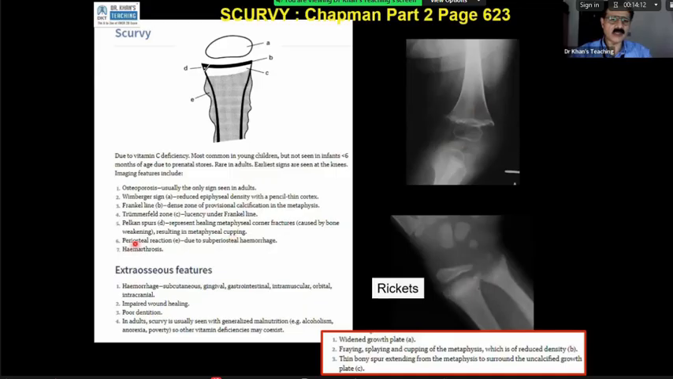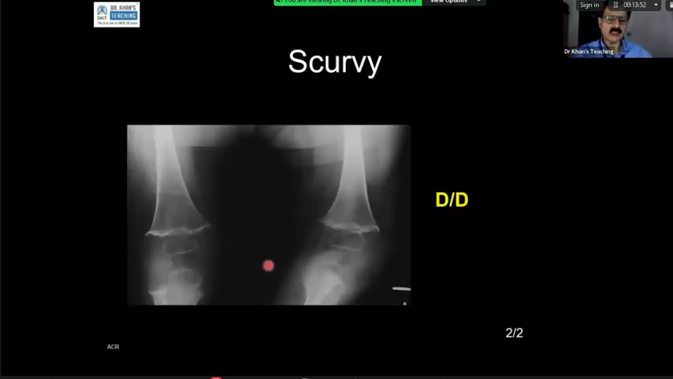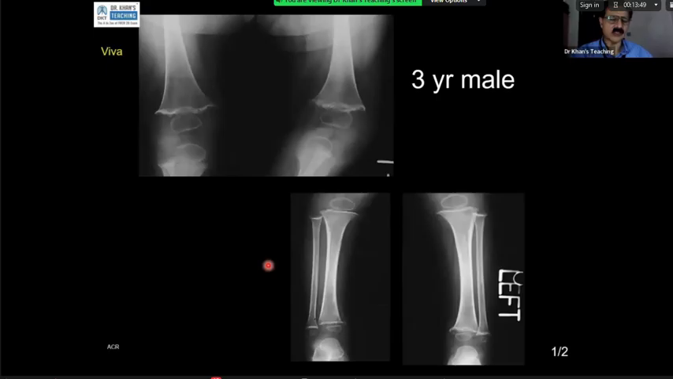Key exam point is periosteal reaction due to subperiosteal hemorrhage. You remember in hemophilia, when somebody bleeds under the periosteum, it causes a marked reaction. Similarly, in scurvy, it can happen. Not in every case, but it can happen, and that becomes an exam case. In this case, of course, we've already covered the Wimberger sign, Pelkan spur, and Frankel line.